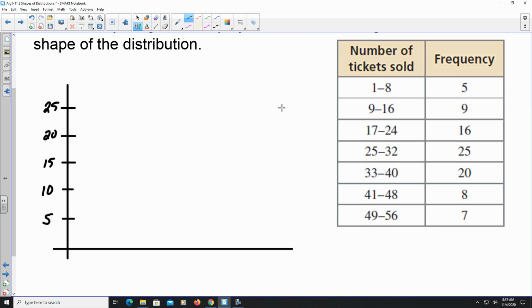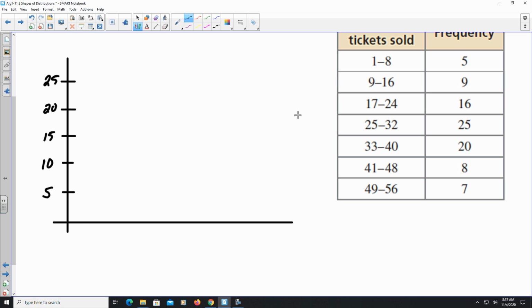Now on the bottom, I'll start here. This is 1 through 8. Over here is 9 through 16. Over here is 17 through 24. Here is 25 through 32. Here, 33 through 40. Here, 41 through 48. And here, finally, 49 to 56.